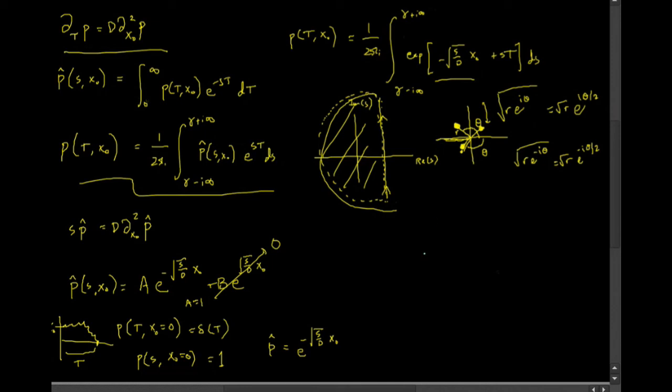And so what we need to do when we evaluate our Laplace transform is we can't just naively close the contour as I've drawn in this picture. We have to close it in a way that avoids this branch cut. So this is what's called a Bromwich contour.